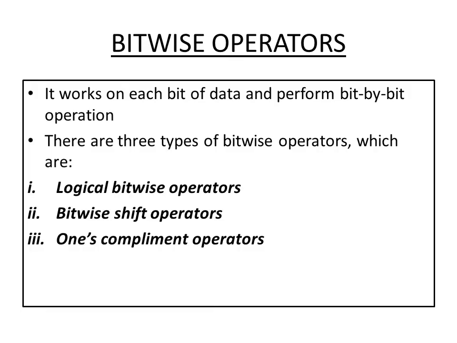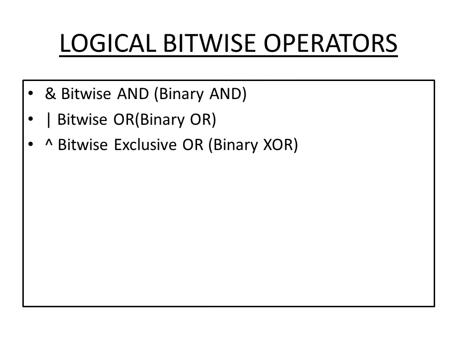Next is bitwise operators. Bitwise operators work on each bit of data. That means it depends upon the binary numbers of each number given to us, and we perform the operation bit by bit. Now there are 3 types: logical bitwise, shift, and ones complement. Now let's look into each of them in detail. Logical bitwise operators are bitwise AND, bitwise OR, bitwise exclusive OR, which is binary XOR. These are the binary logical bitwise operators.